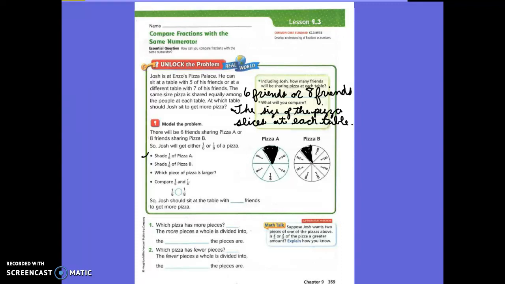1/6 is greater than 1/8. Now, does this kind of make sense? I mean, yeah, it does because the piece is bigger. So when you're only looking at numbers, yesterday we were looking at the bigger number and we're eating the bigger number, right? Today we're still eating the bigger fraction, but the bottom part is the smaller number.